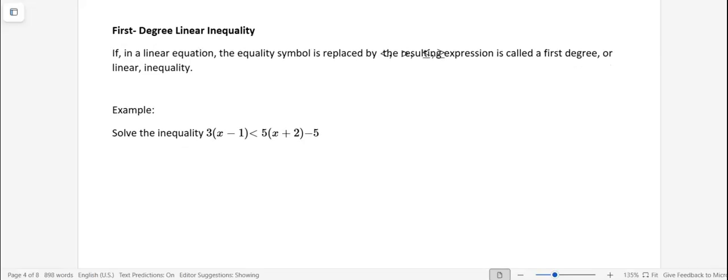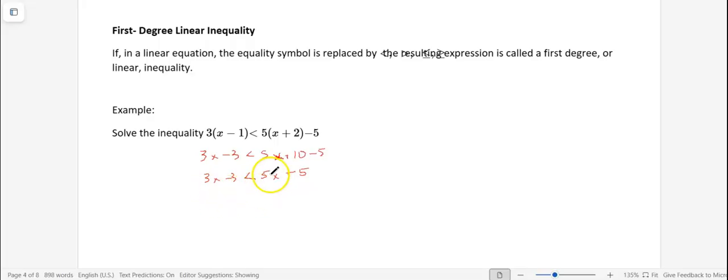So let's look at a first degree linear inequality where we're just dealing with lines. Here, we just want to get the x by itself. So we're just going to treat the inequality like an equal sign, except when we're multiplying or dividing by a negative number. So we'll work our way through this: 3x minus 3 less than 5x plus 10 minus 5. Combine our like terms. We have 5x plus 5 over here, and 3x minus 3. We are still less than.